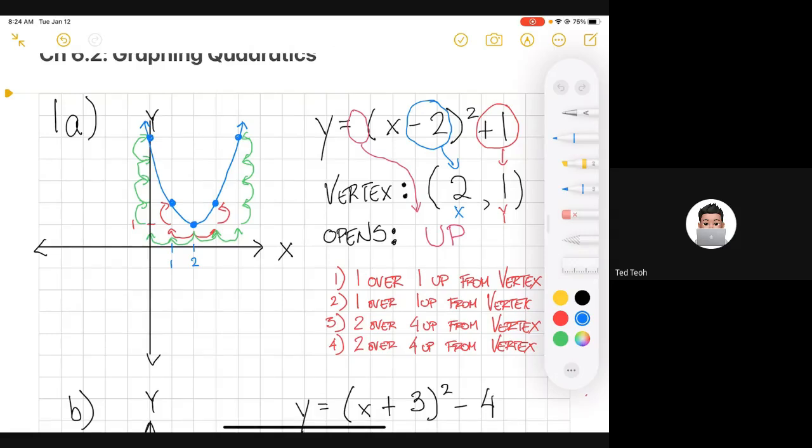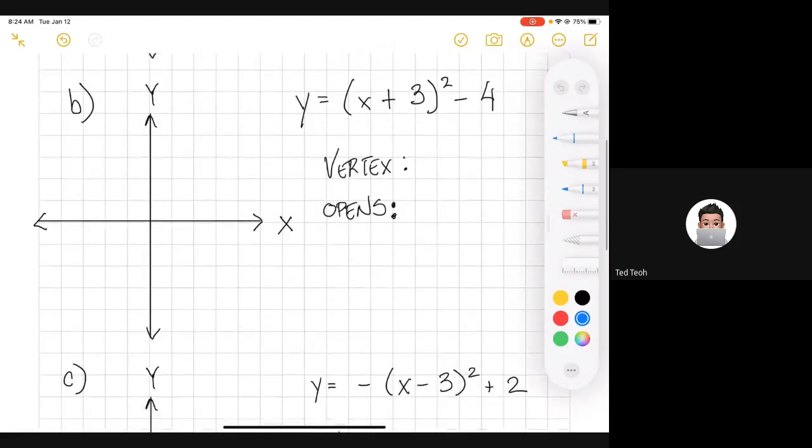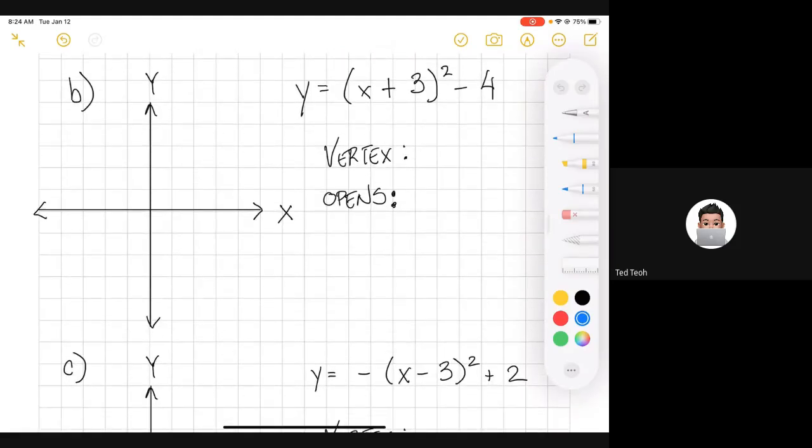All right, so let's scroll up to the second example. Okay, again, this is being taped. You can always just go back and watch the video again.